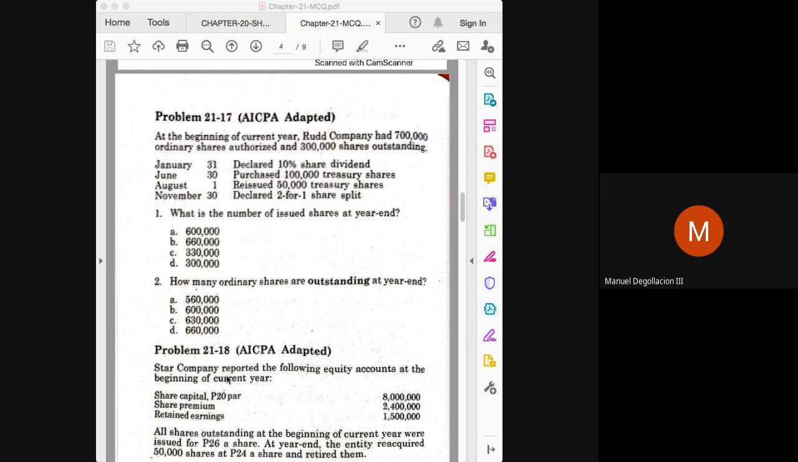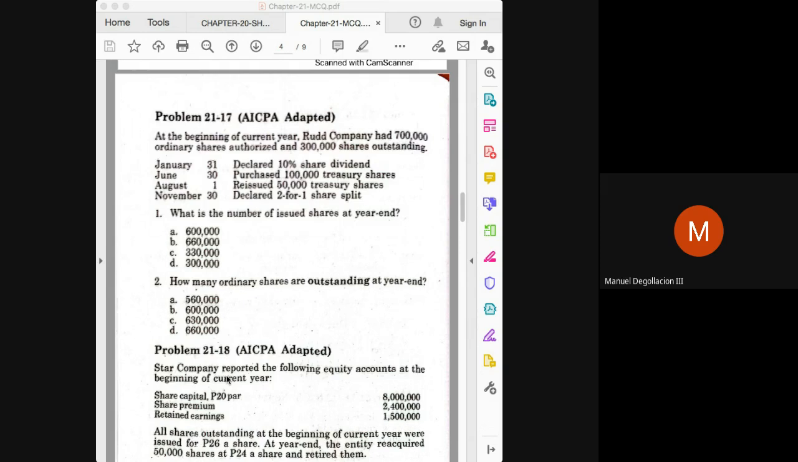So our outstanding shares was 300,000, and there's a 10% share dividend. So a total of 30,000 shares will be distributed to the 300,000 shares held by our shareholders. So after the January 31 dividend declaration, total shares now will be 330,000.